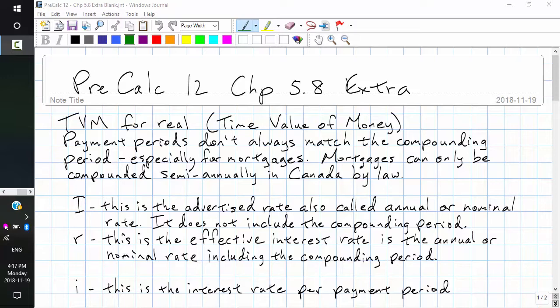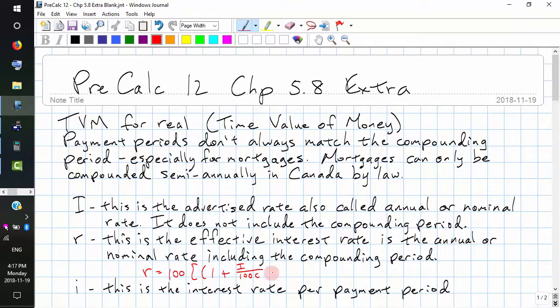We didn't do this. The formula for this is R equals 100 times, in brackets, 1 plus the interest rate percentage divided by 100C, which is the number of compoundings. And this 1 plus I over 100C is raised to the power of C, and we subtract 1. And then we multiply the whole thing by the 100. Okay, so your effective interest rate will be higher than your annual interest rate because there's compoundings in there.